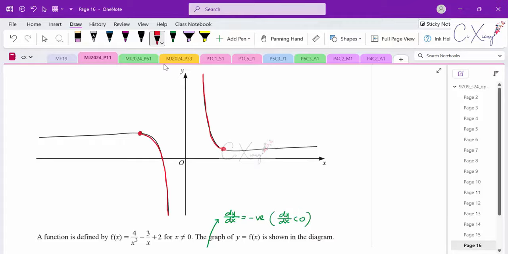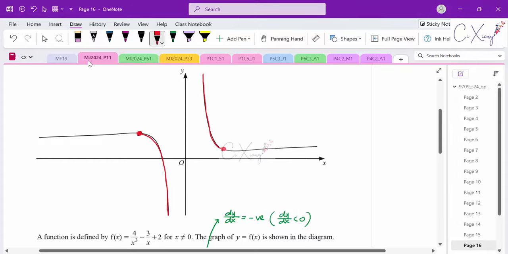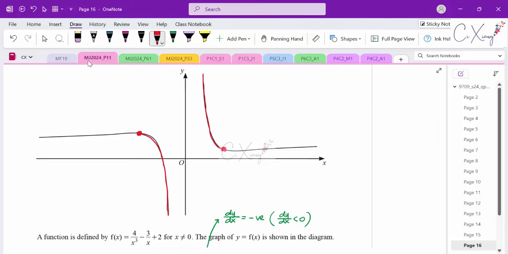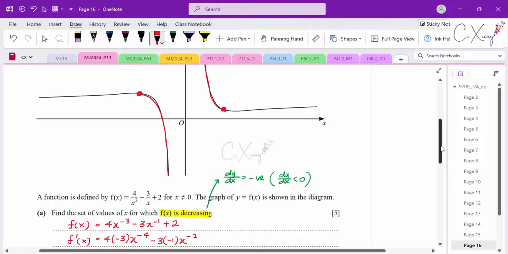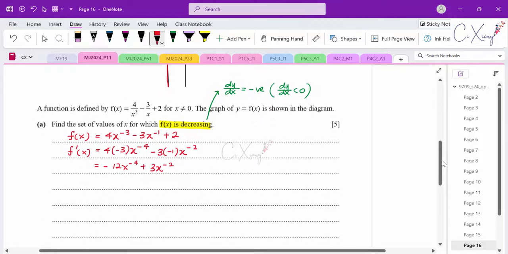Now I want to know what these stationary points are. These 2 points we call stationary points. That means each can be either a maximum point or a minimum point. So how do we find the x coordinate of the stationary points? Basically, we let f prime x equal 0 first. Then I try to solve this f prime x equation.